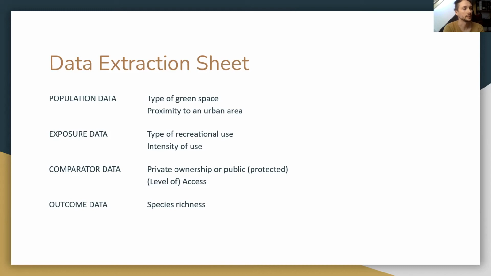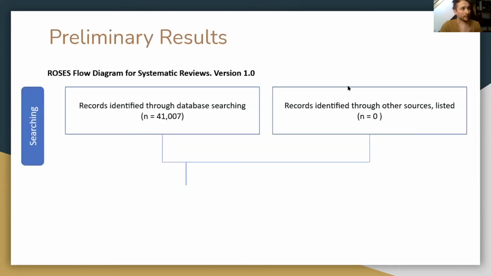And the outcome data was only species richness. We checked if the study found that there had been a difference in the species richness in the different areas. And here's our ROSES diagram.